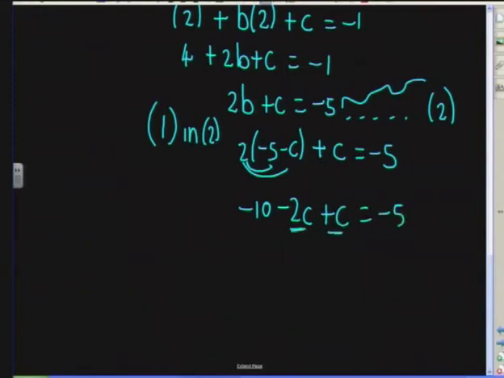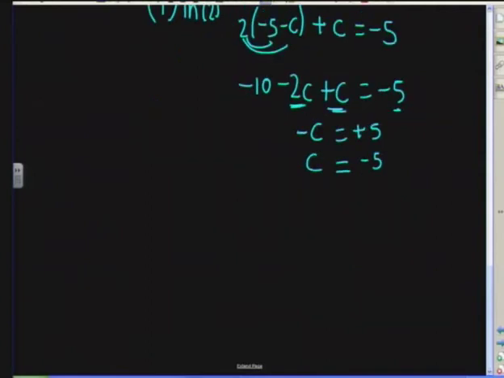Minus 2c plus c is just negative c. And negative 5 plus 10 is going to give me plus 5. So therefore, dividing both sides by negative 1, we're going to get c is equal to negative 5. But remember, we're not done because we still need the value of b.